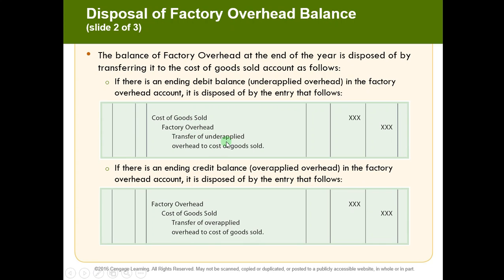So there we are. If it's underapplied, credit overhead, debit cost of goods sold. If it's overapplied, debit overhead, credit cost of goods sold. All right, so clearing out your factory overhead, again, it doesn't matter what your balance is, whether it's been overapplied or underapplied, just get it out of there. Zero out that manufacturing overhead or that factory overhead and zero it out to cost of goods sold.